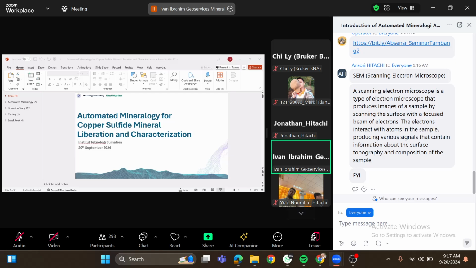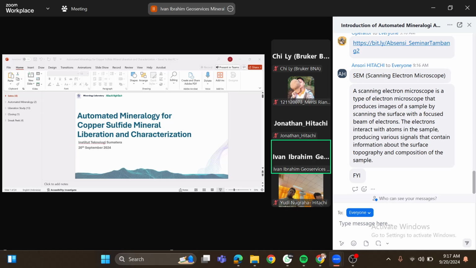So let's dive in. Let's get acquainted first. Let's remind ourselves what automated mineralogy is. So what is automated mineralogy in a nutshell?